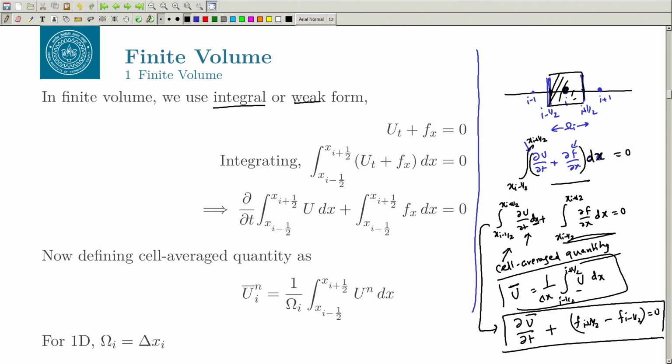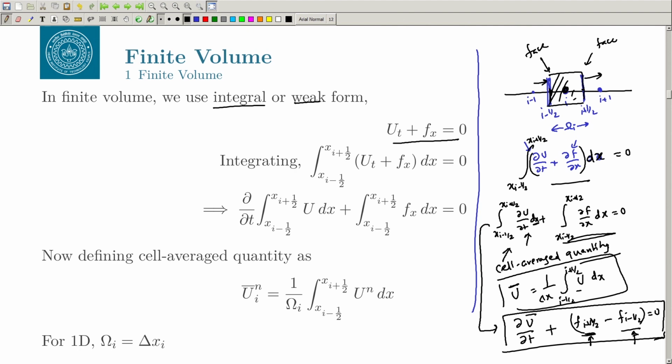See what we did: we took a differential form and integrated it in the cell. I am showing it for the cell I, but we are going to do it for every cell, and this is the final form that we are getting: du bar by dt plus f I plus half minus f I minus half equal to 0. So, f I plus half and f I minus half are nothing but the fluxes at the interfaces. These are my interfaces or cell faces, whatever you want to say. So, something is coming in and something is going out.